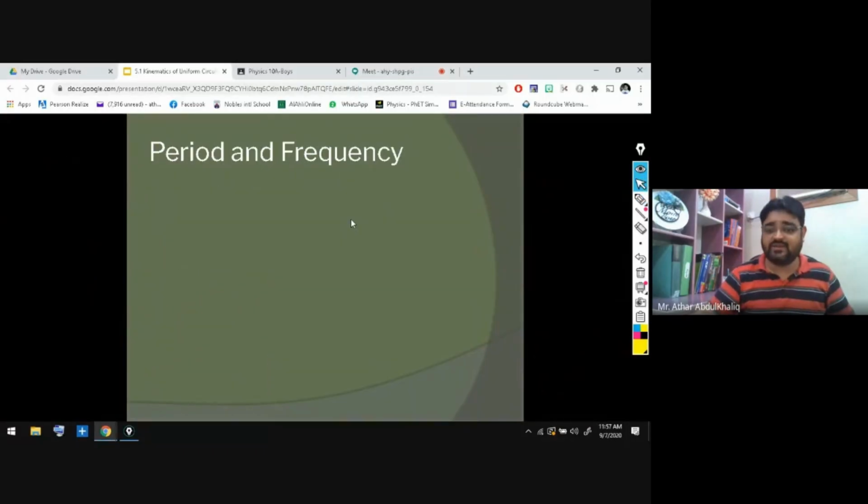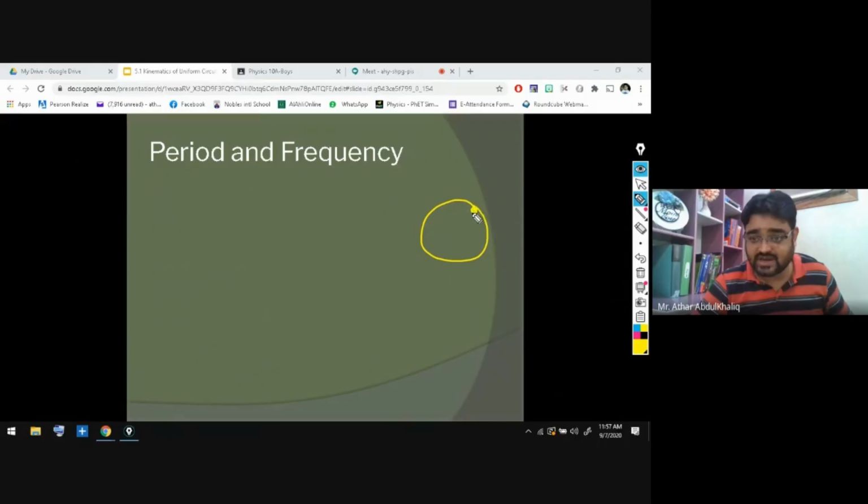First thing, whenever something is revolving, the time to complete one revolution is called its period. For example, if something is moving in a circle, it starts the motion from here, this is the center, and moves from here to here.